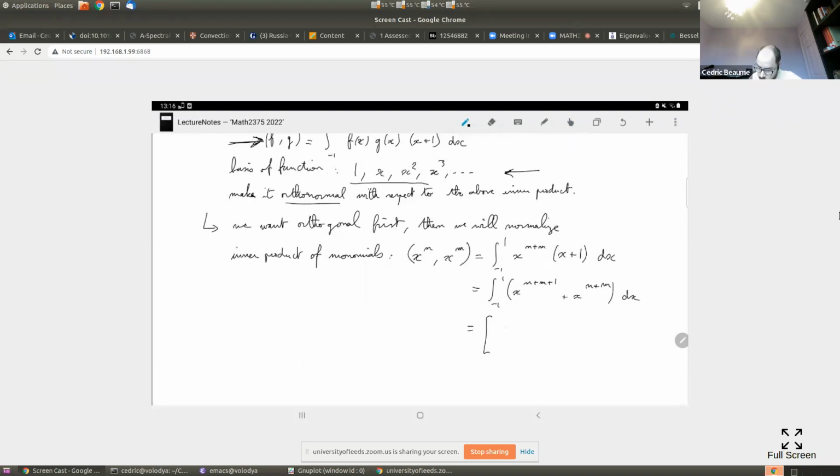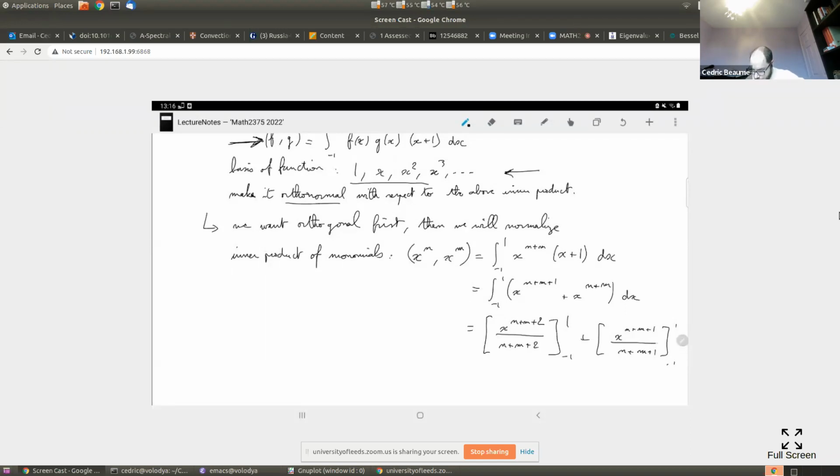So that gives me x to the n plus m plus 2 over n plus m plus 2, taken between minus 1 and 1. Here I get x to the n plus m plus 1 divided by n plus m plus 1, between minus 1 and 1. Okay, so that's very simply my integral.